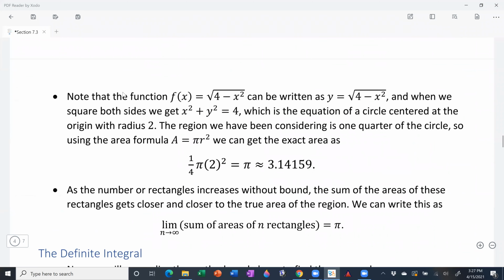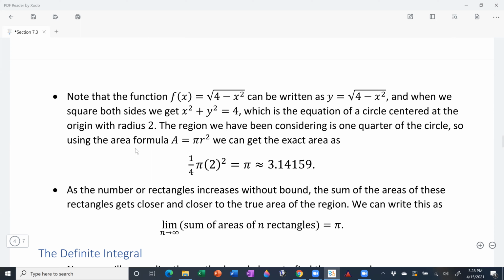I did mention that this is actually the graph of a quarter of a circle. Note that the function f of x equals the square root of 4 minus x squared. We can write that as y equals, then square both sides, and then add the x squared over. We end up with x squared plus y squared equals 4, which is the equation of a circle centered at the origin with radius 2. The region we have been considering is 1/4 of that circle.